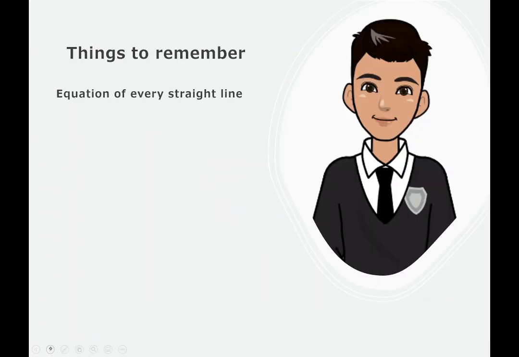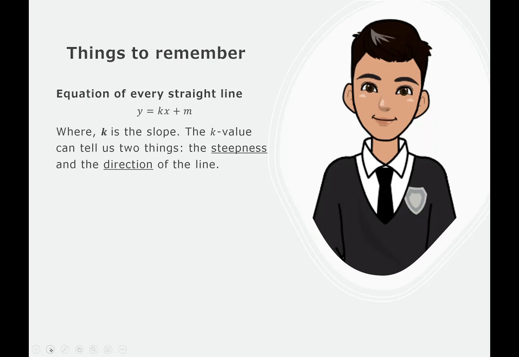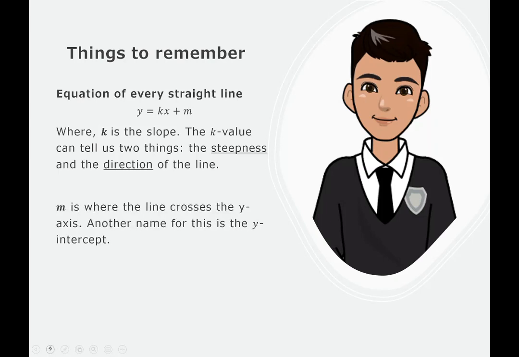The equation for every straight line we're going to use is y equals k times x plus m. Let's focus in on the letter k. The letter k is going to represent the slope. The k value can tell us two different things. It's going to tell us the steepness and the direction of our line graph. The letter m in our equation is telling us where the line crosses the y-axis. Another name for this can be called the y-intercept.